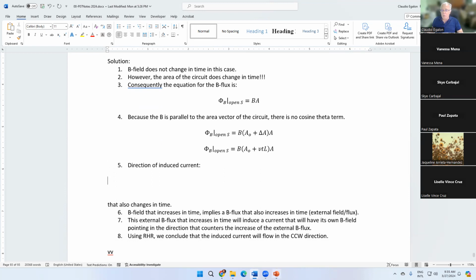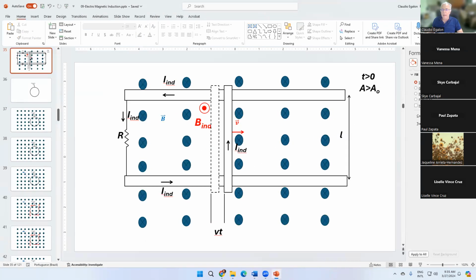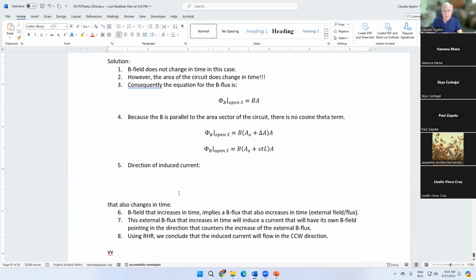Direction of induced current. Go back to the drawing. The direction of the induced current is obtained from the direction of the induced magnetic field. The induced magnetic field must counter the external magnetic field. Applying the right-hand rule, we get counterclockwise direction, right? So I'm going to repeat it here.